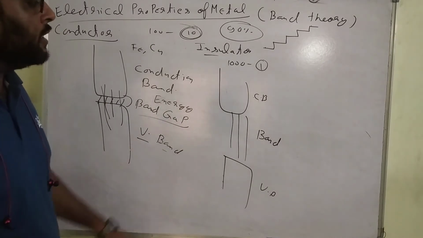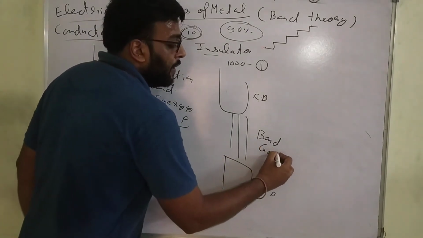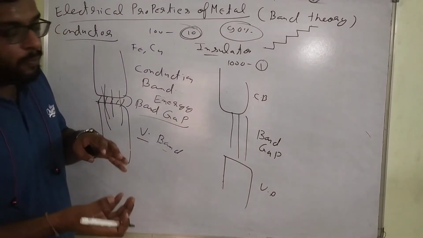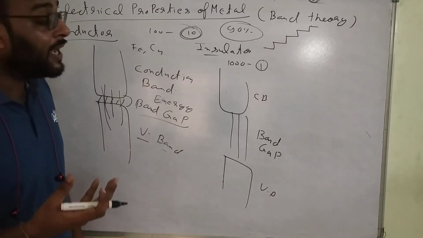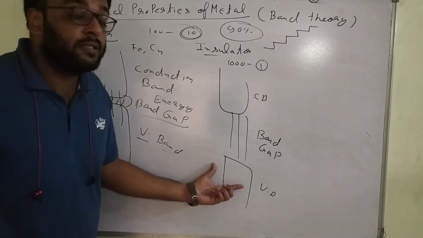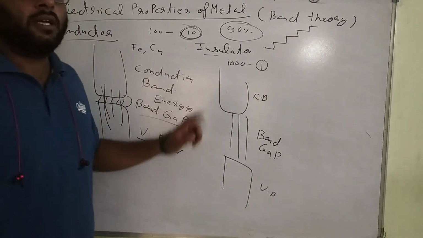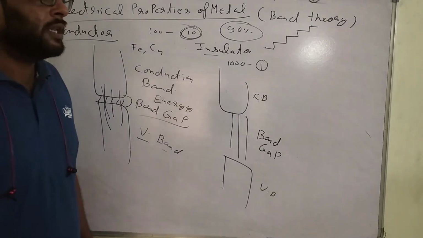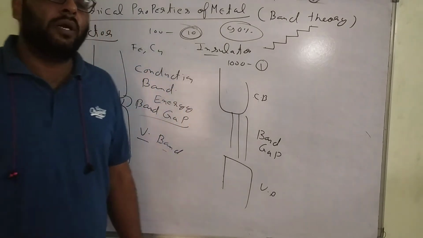What I am trying to say is that the band energy gap is very large here. So the electron cannot easily move from the valence band to the conduction band. Okay, so it shows the properties of insulators like carbon, boron, and nitrogen; all are insulators.